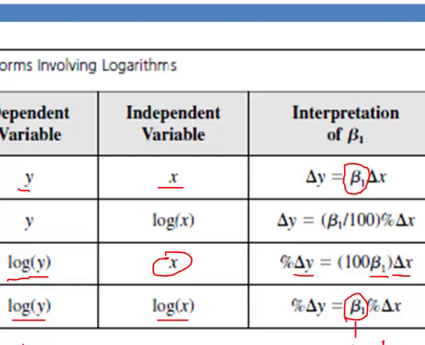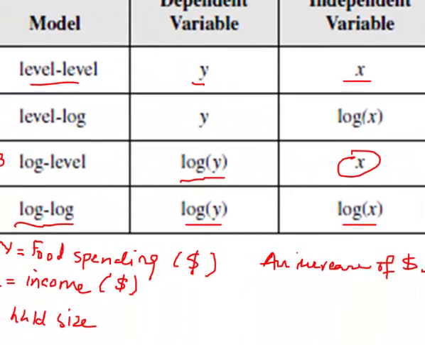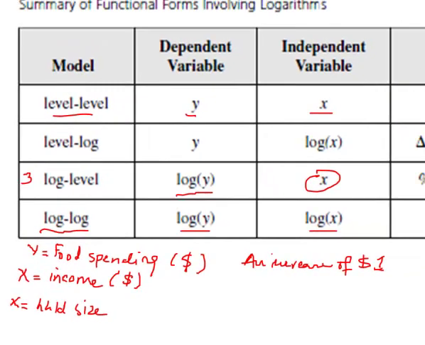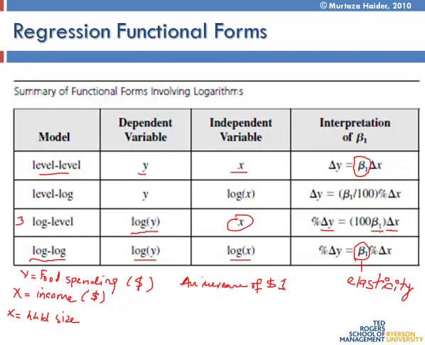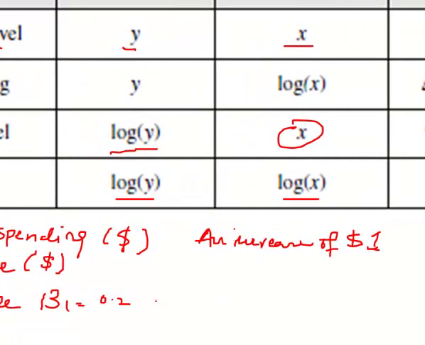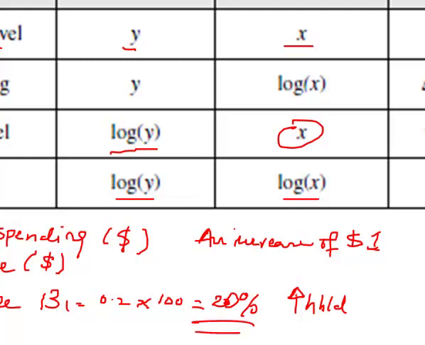So let me say this. Let's say our coefficient ends up being 0.2. So let's say beta 1 ends up to be 0.2, and if I multiply it by 100, then it's 20%. It means that when a household size goes up by 1, so there's one more additional member in the household, then the food spending goes up by 20%. So that is called the log level explanation.